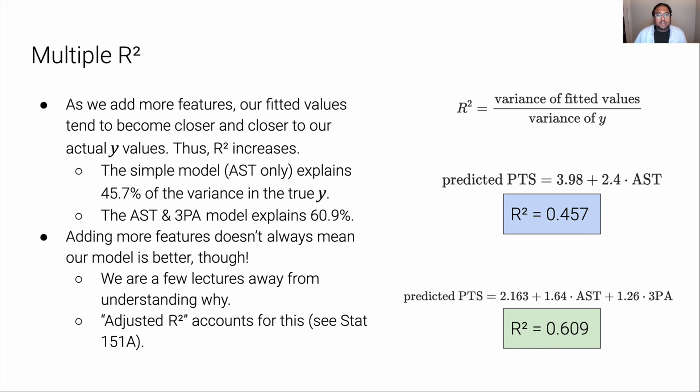The adjusted R² coefficient accounts for the fact that adding more features doesn't necessarily make your model more robust, but that is way outside of the scope of this class. It's just something I wanted you to be aware of.